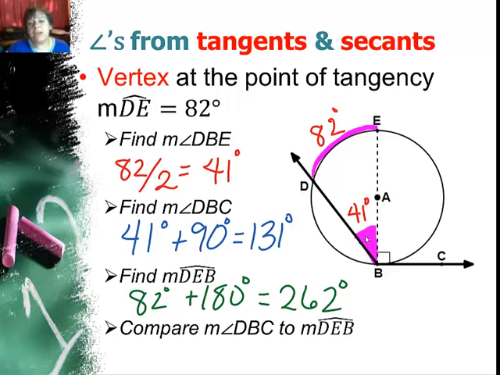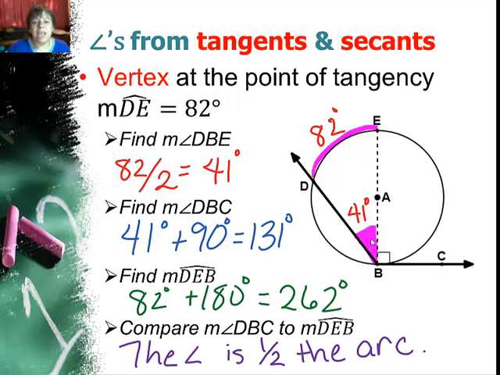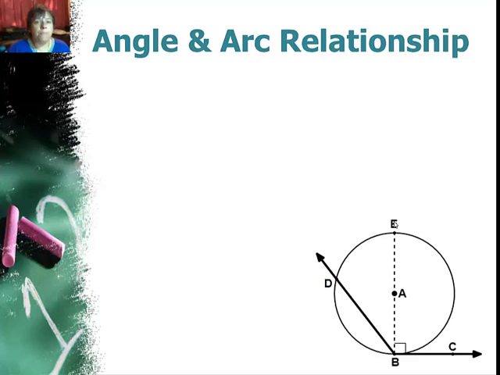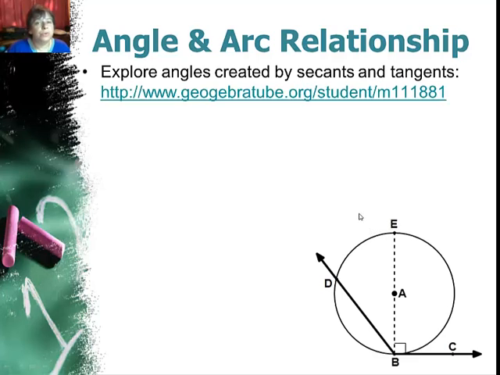Well, if I compare the measure of this angle, we found out it was 131 degrees, with the measure of the arc, it's 262 degrees. So the angle is half of the measure of the arc. Now, will that be true if the angle is actually inside? So let's say I had an acute angle instead of an obtuse angle. Well, we'll play with some angles here at this little applet, and we'll find out.